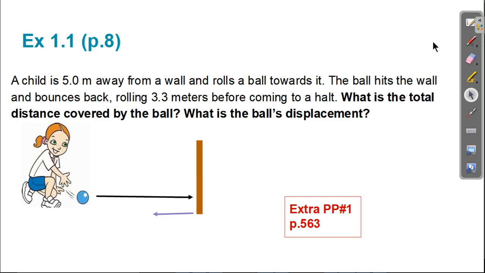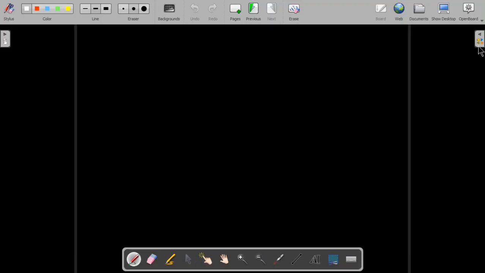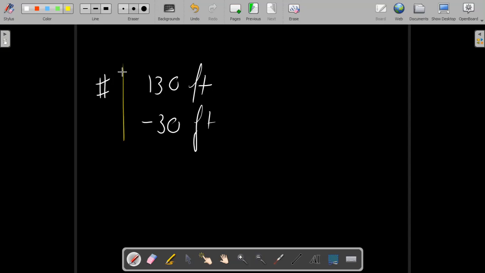Okay, let's see. Let me get my numbers. For extra practice number 1, you got this value, 130 feet for the total distance traveled, and minus 30 feet for your displacement, you're done. Those are your answers, okay? So these are the 2 answers that they were looking for. Now, if you didn't get these, you can try again on your own or watch me solve it for you.